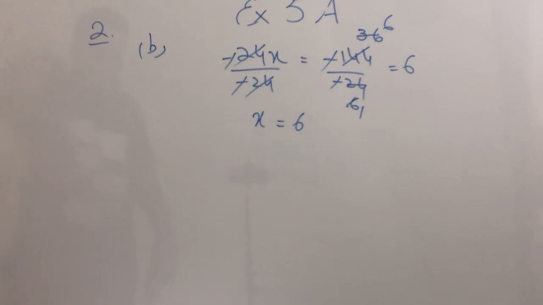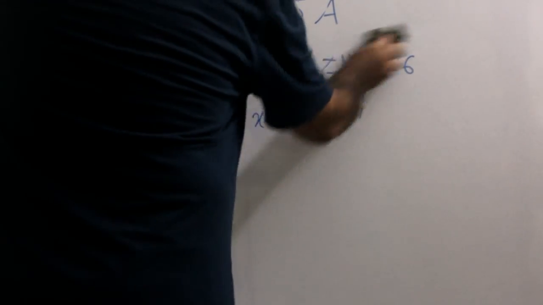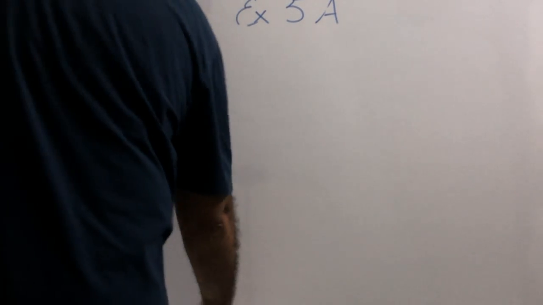Minus 24x is equal to minus 144. This was the question. So we divided both sides by minus 24 and we solved it. We made the calculations and we got the value of x as 6, which is our answer.